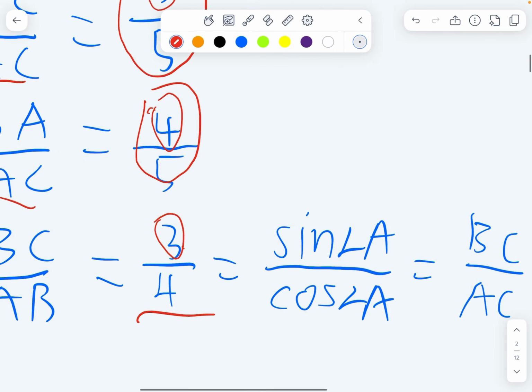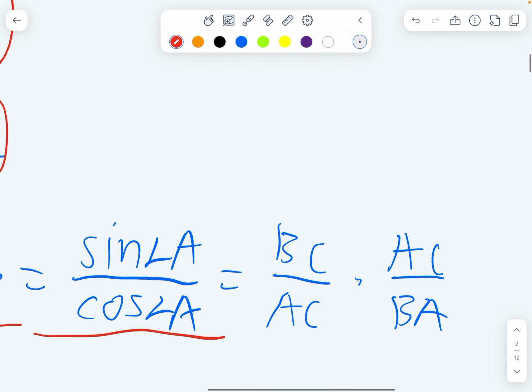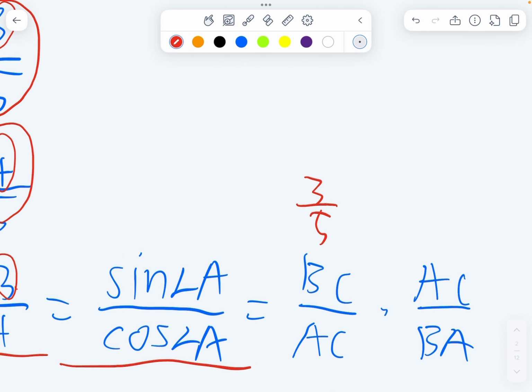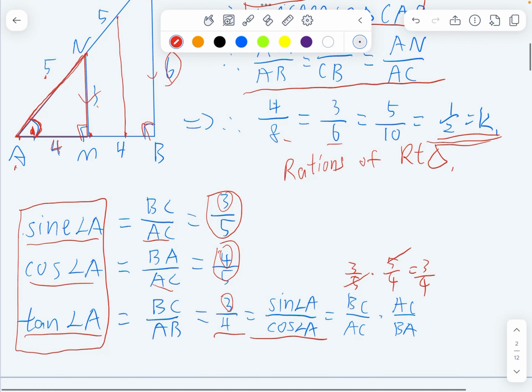We can also write it as sine over cosine of A. That means BC over AC, so 3 over 5 times 5 over 4. We can cancel out the 5, so we get 3 over 4. That's the primary basic right triangle ratio.